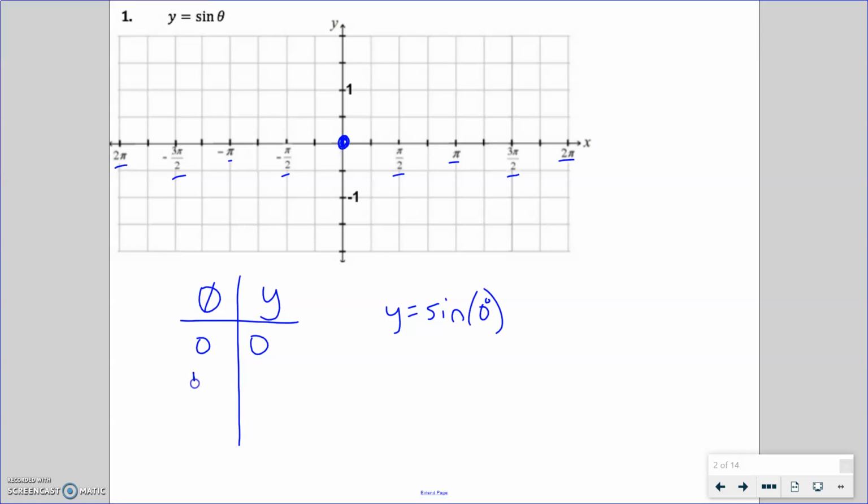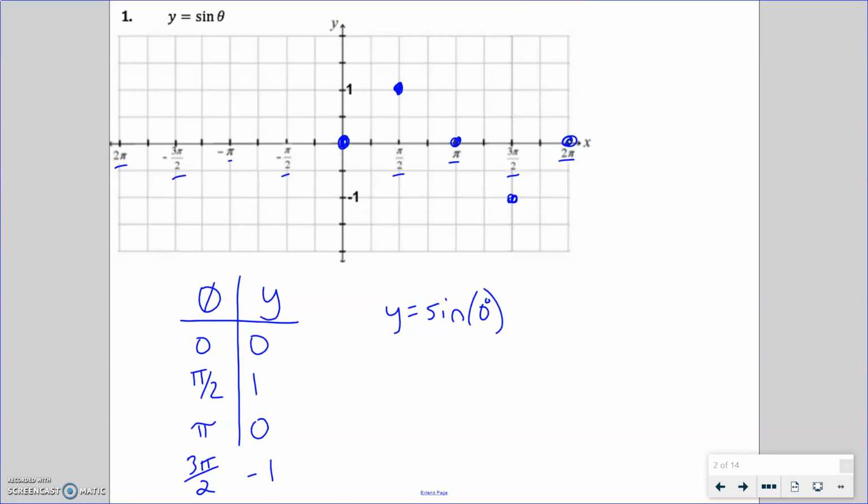So let's try plugging in pi over 2 radians. Again, off to the side, I have my unit circle in front of me. So if I find sine of pi over 2, that should be equal to 1. So at pi over 2, this dot is at 1. If I find sine of pi, that is equal to 0. Sine of 3 pi over 2 is equal to -1. So that's down here. And then sine of 2 pi again is equal to 0.